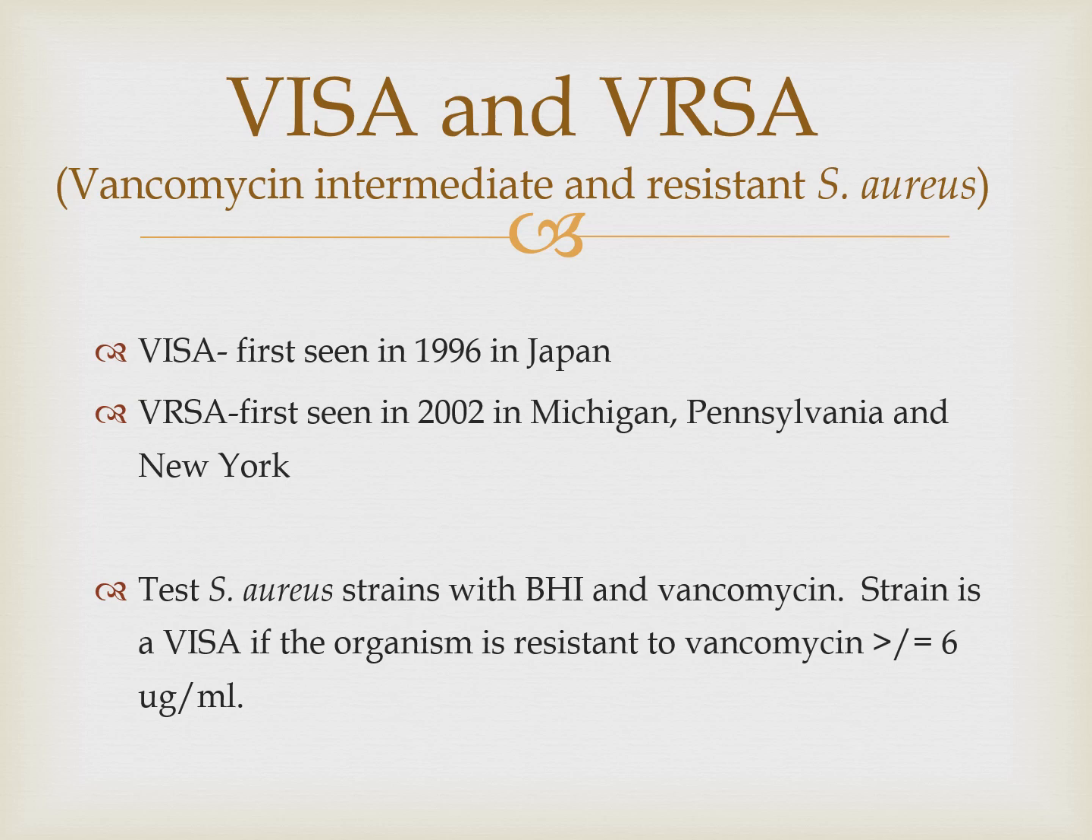Okay. The first vanco-intermediate Staph aureus was seen in 1996 in Japan, and the first few cases of vanco-resistant Staph aureus were seen in 2002 in Michigan, Pennsylvania, and New York, and I know some of those cases were catheter tips. Now what we can do is we can take our Staph aureus and put it on a brain-heart infusion agar with vancomycin, and usually that vancomycin is at a concentration of 6 mics per mil. If our organism grows on that vancomycin plate, it means that we have a VRSA, which is kind of scary.